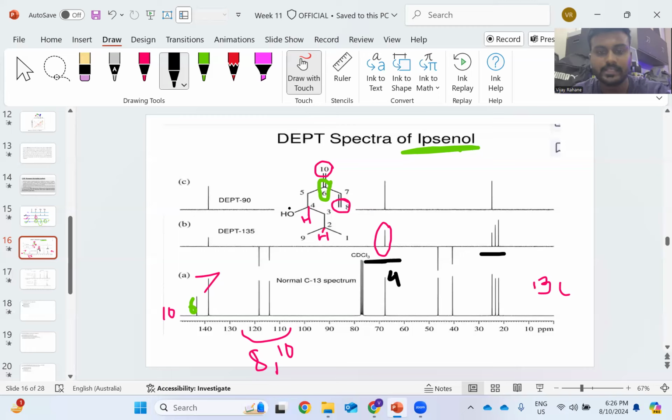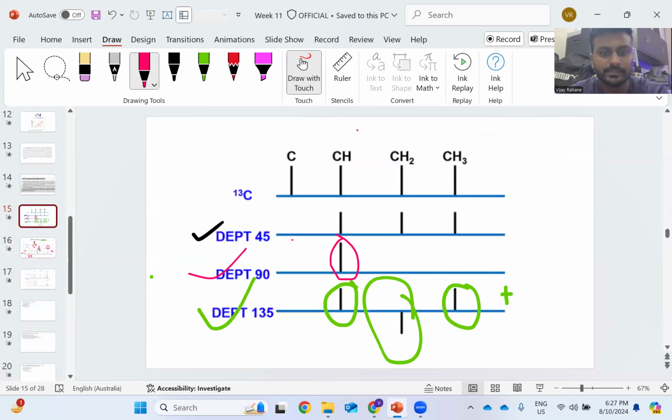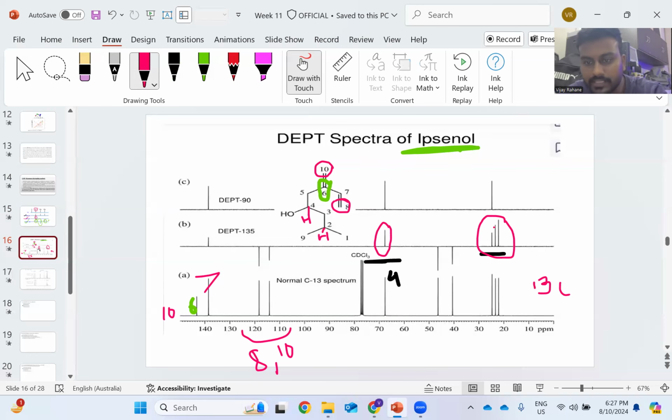That is, it has the electron withdrawing group attached. This is the OH group, which is electron withdrawing. So definitely it is due to carbon number 4. And among these, there will definitely be two CH3 and one CH remaining. Then we recorded the DPT-90. In the DPT-90, what happens? As we have seen earlier, in the DPT-90 we can see only the CH, right? So if we go back to our example, here is the middle signal, right?